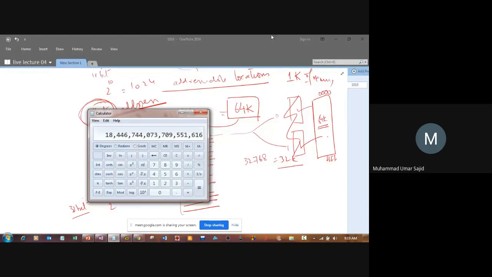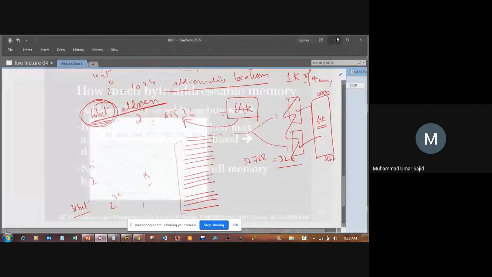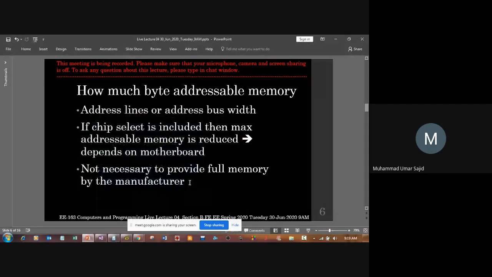It's not necessary for the manufacturer to provide this much memory. It depends on the motherboard, on how many random access memory slots there are. Let's say you have a motherboard with just two slots, you might be limited to maybe 8 or 16 gigabytes depending on the motherboard limitations. But in big computers, we might have 8 or maybe 16 random access memory slots. So there you can have like 128 gigabytes or maybe 1 terabyte of random access memory depending on the motherboard. Now we are talking about how much addressable memory is there.